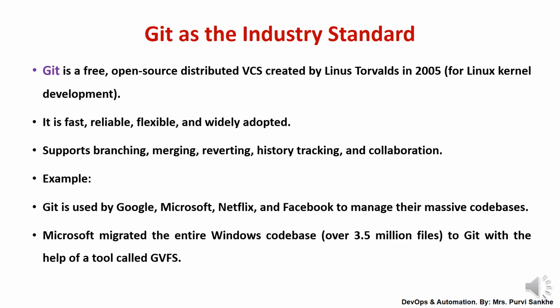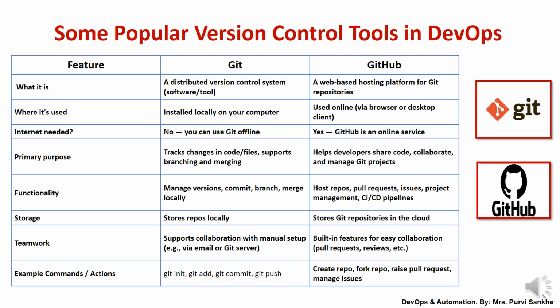A similar tool is GitHub, which works as an online service. It helps developers to share code, collaborate, and manage Git projects. It stores the Git repositories in the cloud, whereas Git stores them locally. So these are the points of differences given with respect to the features mentioned in the first column.